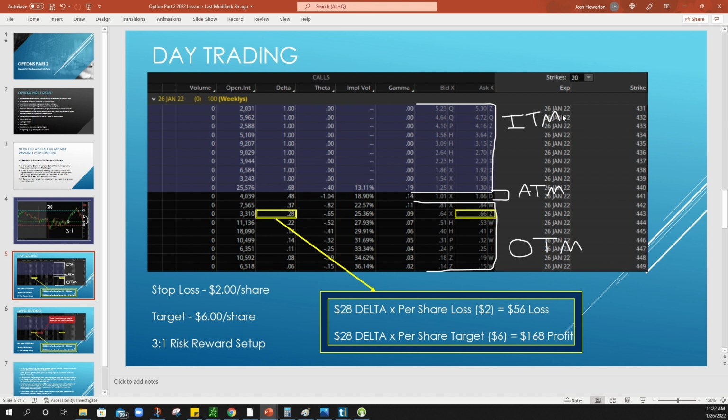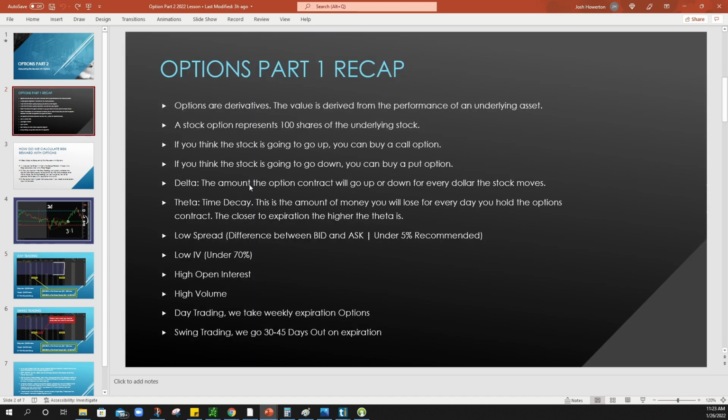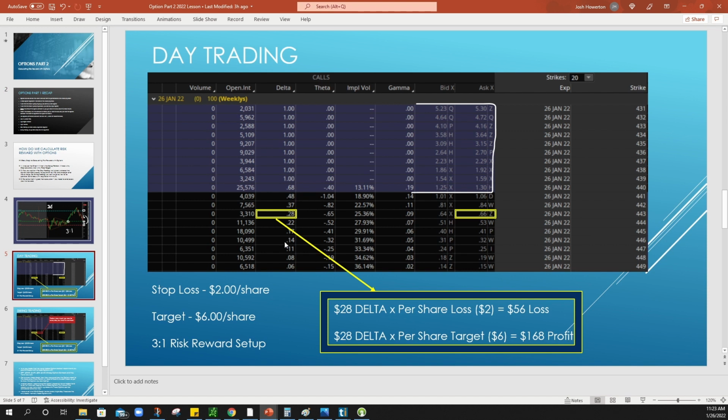So should I buy in the money? Should I buy at the money? Should I buy out of the money? Which one should I buy? It doesn't matter about in the money, at the money, out of the money. That does not matter. What matters is the delta. Remember, guys, the delta is the amount the option contract will go up or down for every dollar the stock moves. So if the delta is going to determine what my risk is and what my reward is, maybe I should focus on the delta, right? So let's go focus on the delta. For this example, we're going to use a delta 0.28.